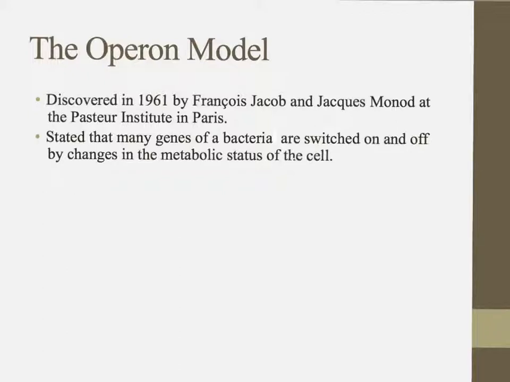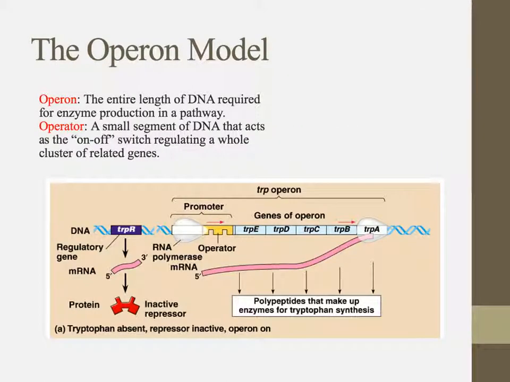Alright, so now we're going to talk about the operon model. It was discovered by two scientists in Paris, and it basically states that many genes of a bacteria are switched on and off by changes in the metabolic status of the cell. So we just saw multiple genes in tryptophan being affected by one on-off switch. And now we're going to look at two definitions and an actual diagram showing the operon model in action.